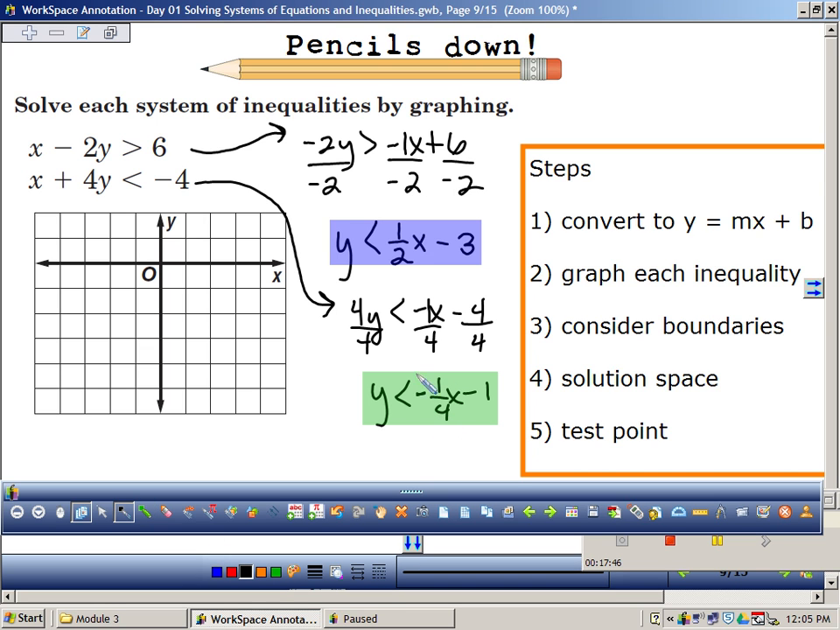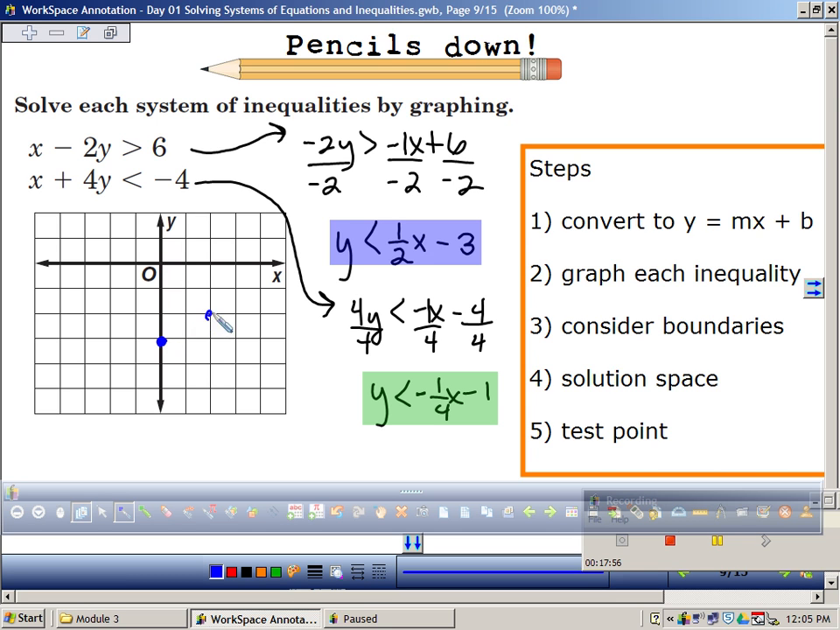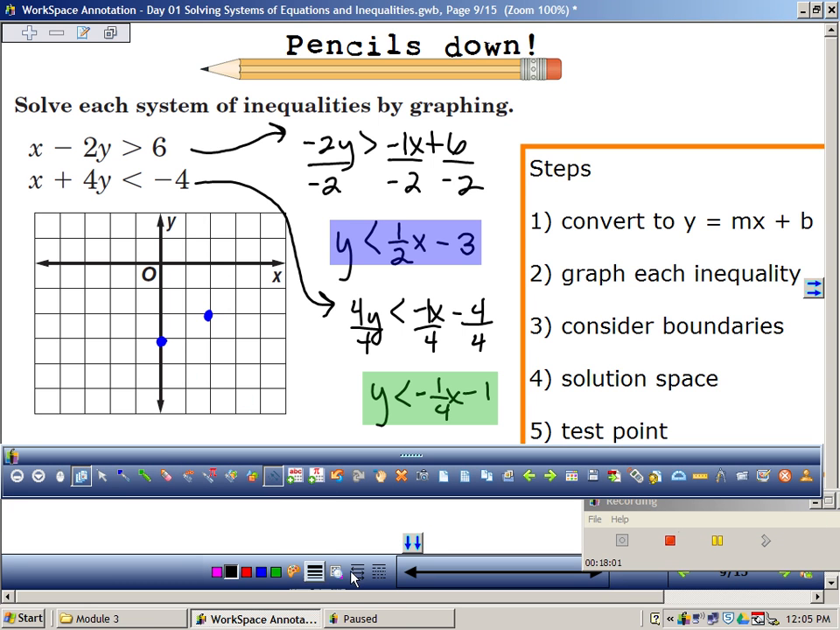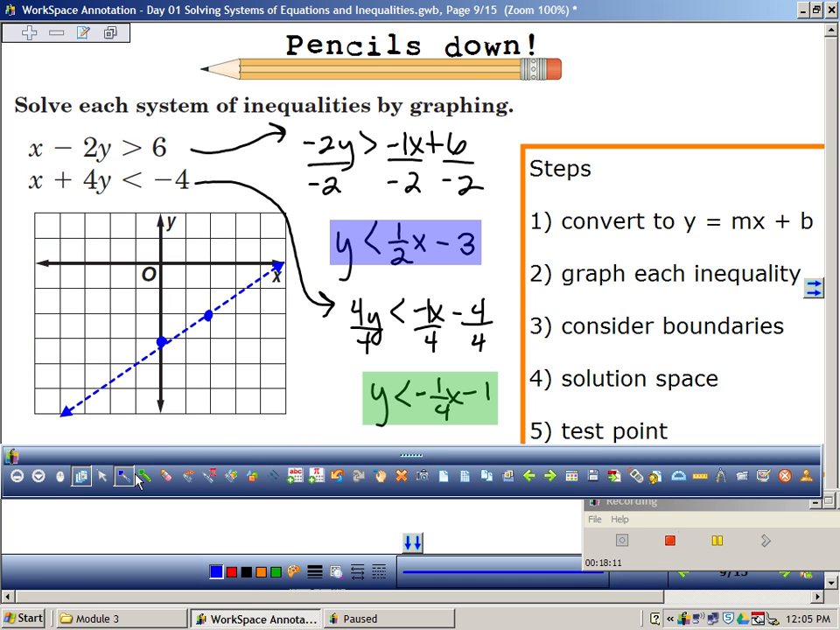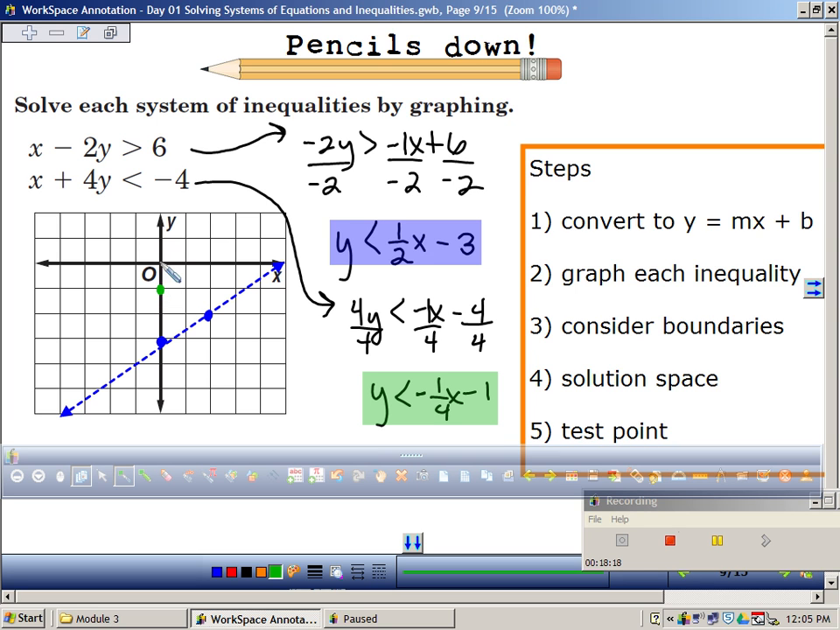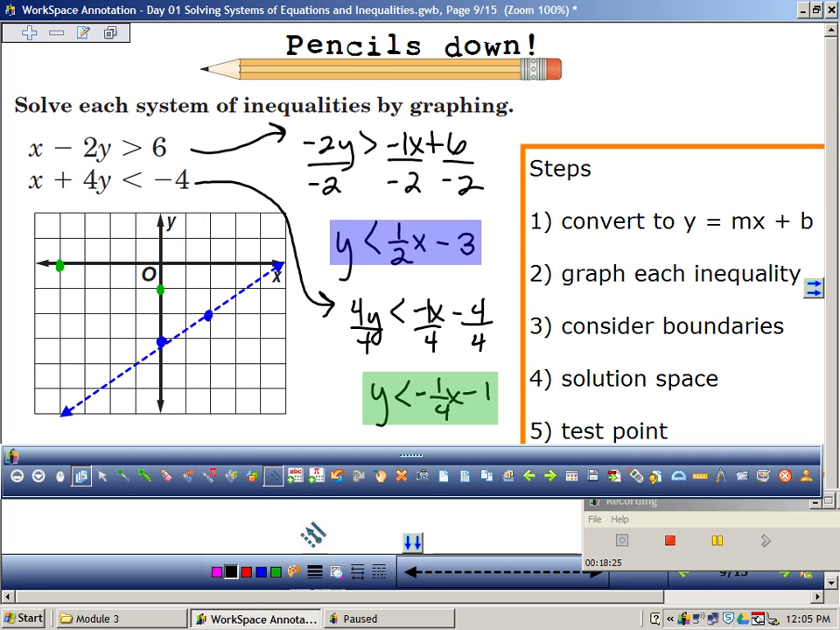You'll see. All right, so the blue one. Let's do the blue one first. I'm going to be shifting down 3, and I'm going to move up 1 over 2. Is this going to be a dashed line or a solid line? Dashed. Our boundary line is going to be dashed because it's less than. It should be blue. Okay, what about the green one? This one's going to be down 1, and then the slope is -1 over 4. So I'm going to go up 1 and to the left 4: 1, 2, 3, 4. This one's also going to be a dashed line.